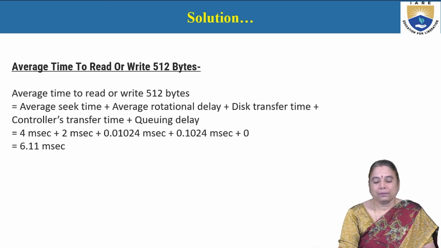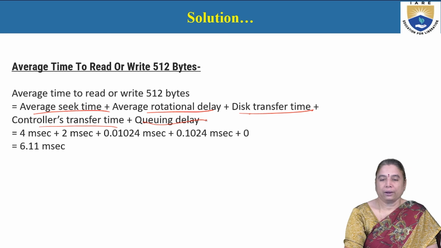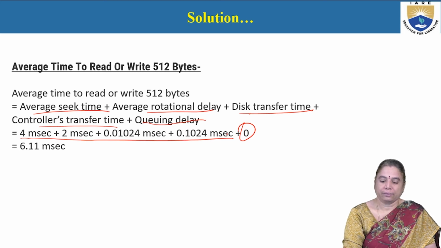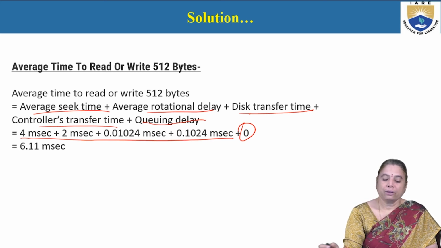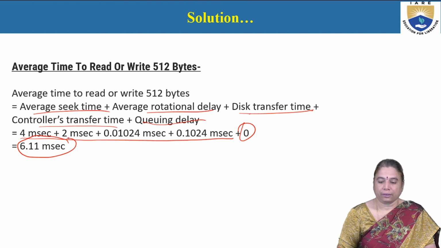And what is the average time to read or write 512 bytes? Average seek time plus average rotational delay plus disk transfer time plus controller transfer time plus queuing delay. Here no queuing delay, it can be 0. Remaining all parameters we have calculated in the previous slides. So those can be added. So we can get the answer 6.11 milliseconds.